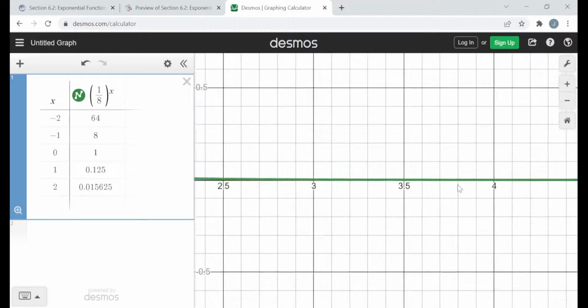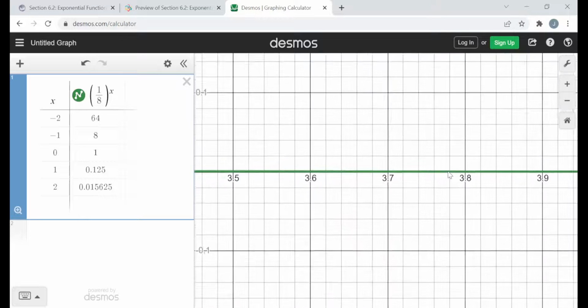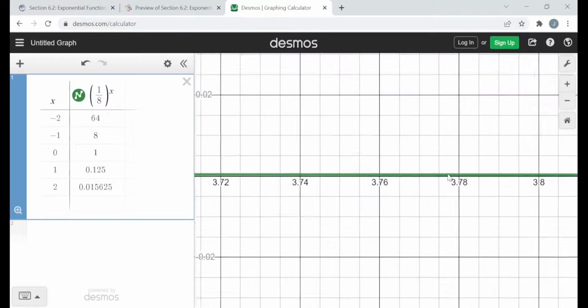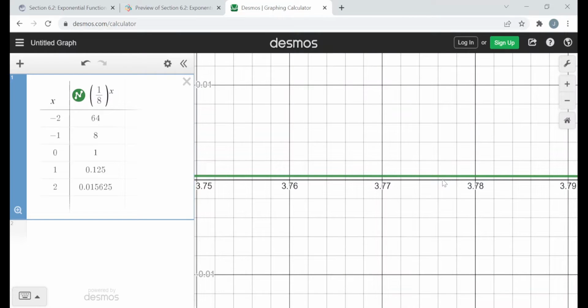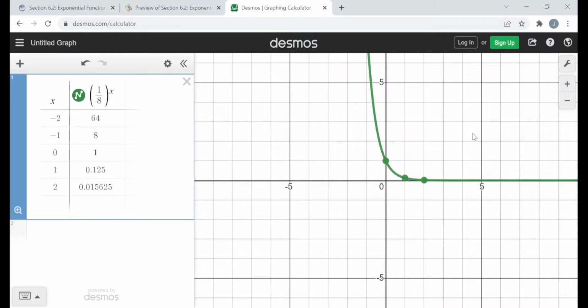And again, it's not actually touching the x-axis ever. It's always a little positive. It's always a little bit above it, and you can zoom in closer and closer and eventually see that, yes, the graph doesn't touch the x-axis, right? That's a horizontal asymptote.